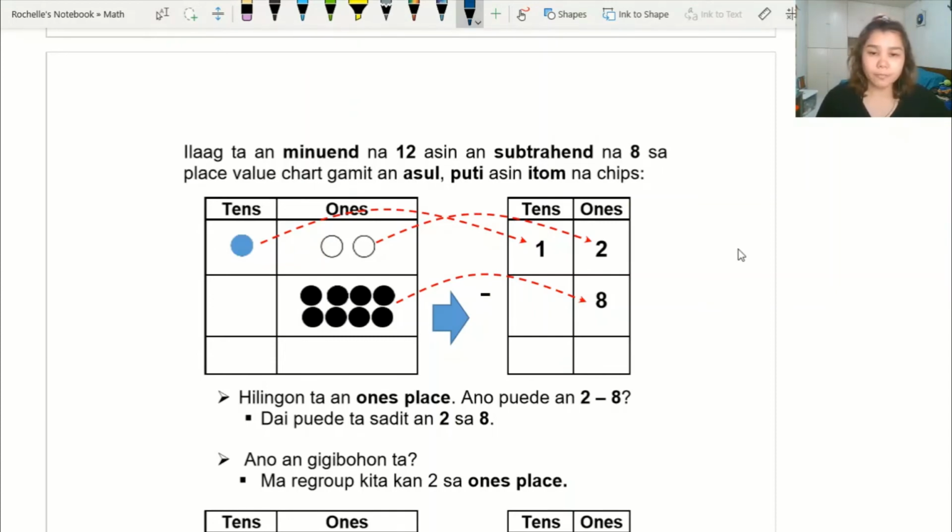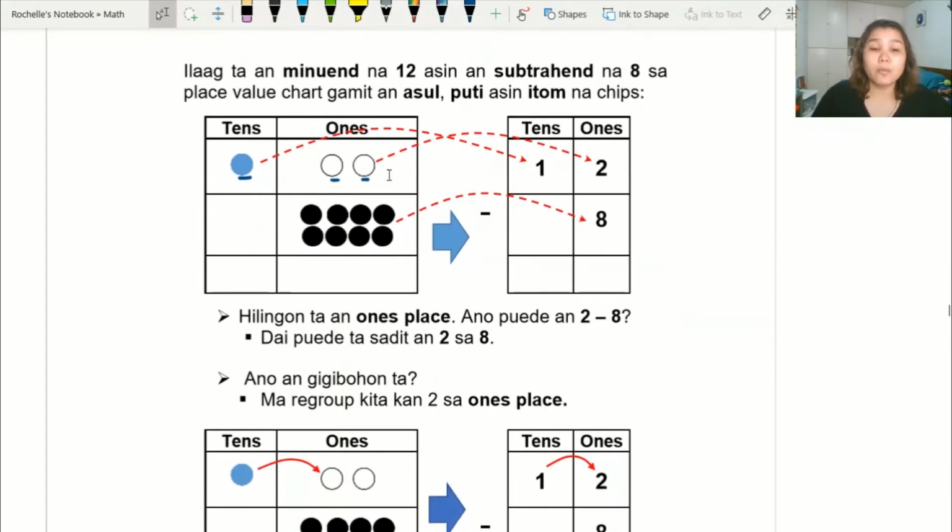If you notice, 12 here has 1 ten, so there is one blue chip, and 2 ones, so there are two white chips. And then, 8 is the subtrahend. So, 1, 2, 3, 4, 5, 6, 7, 8. So, 8 black chips. So, this is 12 minus 8. Take a look at the white chips and the blue chip for 12, and the 8 black chips for the subtrahend.